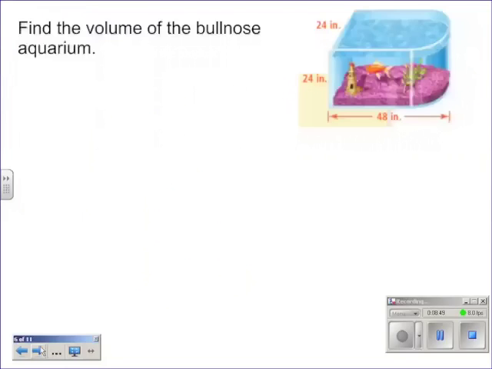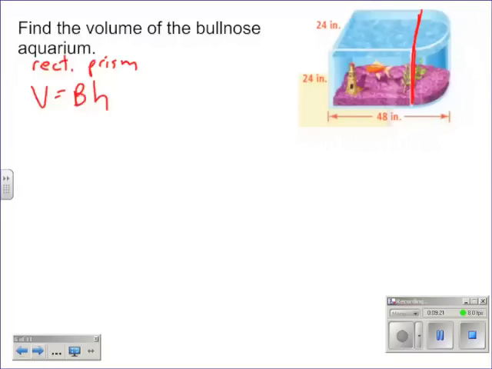Now we can apply what we've learned, and we can look at this real-life aquarium. It's called a bullnose aquarium due to the shape of it. It appears to be made up of half a cylinder and a rectangular prism. In order to find the total volume, I'm just going to find each piece. And so I'm going to start here with the rectangular prism.